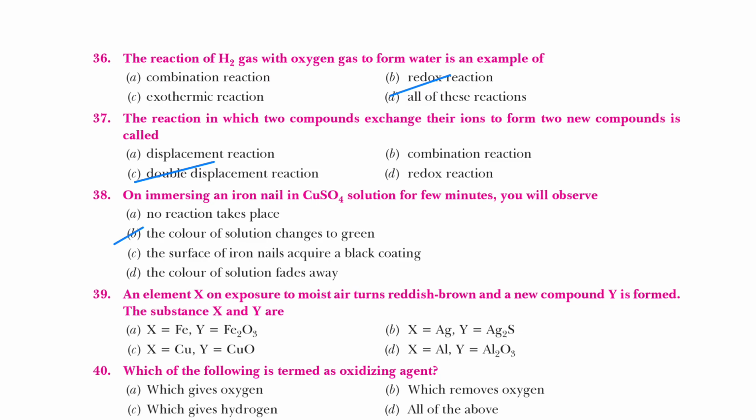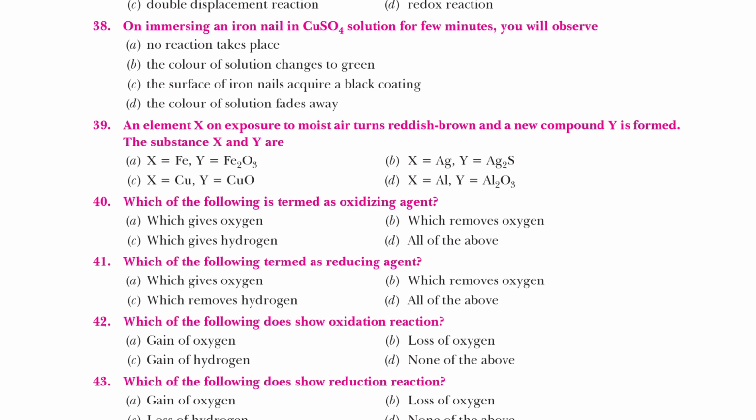38 question. 39 question. The element X on exposure to moist air turns reddish brown, and a new compound Y is formed. The substances X and Y. Clear, students? Question number 39. Reddish brown is iron color, and when it interacts it forms a new compound, which is iron oxide. Option A1 is correct. Next question, 40th. Which of the following is the oxidizing agent? Oxidizing agents are those which give oxygen. So option A1 is correct.